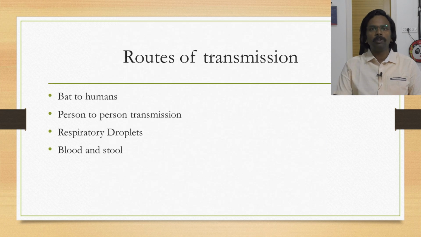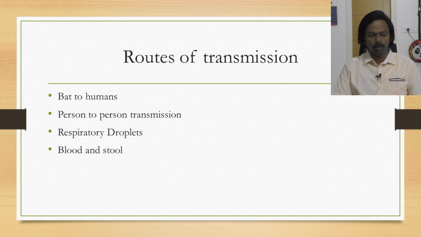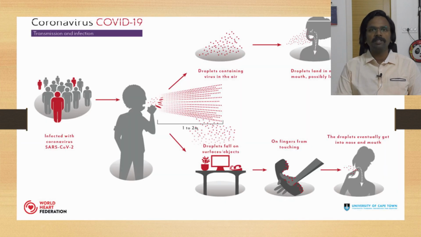Now we will talk about the routes of transmission. As we are aware, the initial transmission is from bats to humans. As the epidemic progressed, person-to-person transmission is becoming more and more important. The infectious medium is respiratory droplets, and the respiratory droplets are infectious, and the virus RNA can even be isolated from blood and stool. But fecal-oral transmission is a rare possibility.